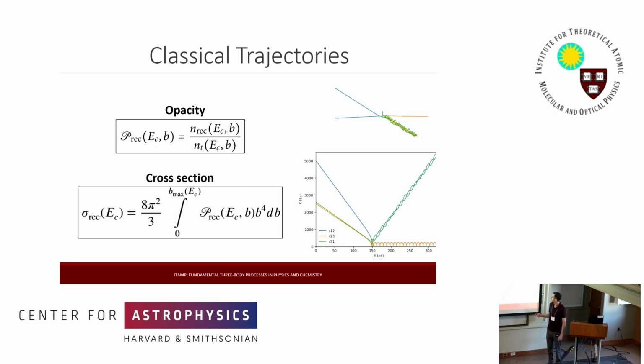On the bottom here, you'll see these pretty often. These are trajectory plots where they meet, and then we see a molecule formed. And so we can define our opacity, or the probability of a reaction to occur, by just counting the number of recombination events in our simulations divided by the total number of trajectories that we run. And then we stick this into the integral and calculate our cross-section. And from the cross-section, we can calculate our rates.